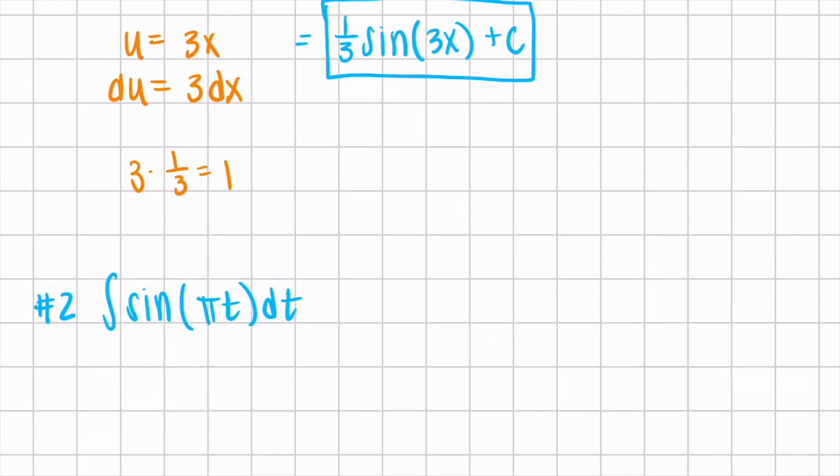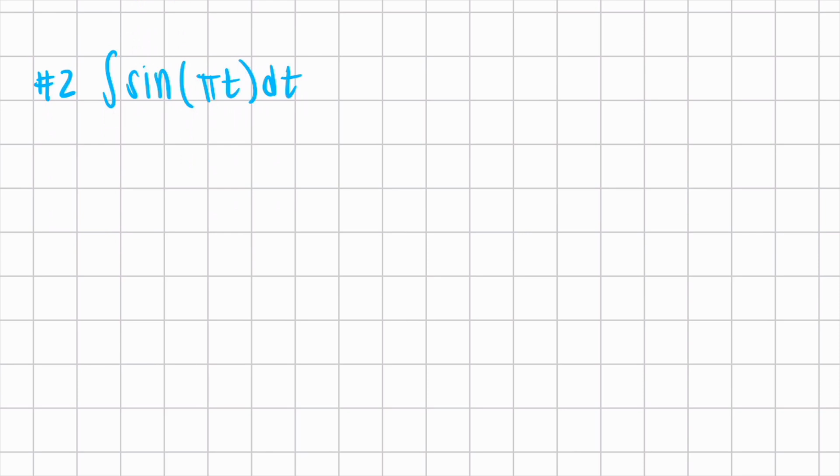Okay, let's do another one. So very similar, but now we've got a pi in there. So I'm going to make u equal to pi t. That means du is pi dt. So similar to the previous one, I have dt, but I want pi dt. So I can multiply by pi there only if I multiply by 1/pi somewhere else in my problem.